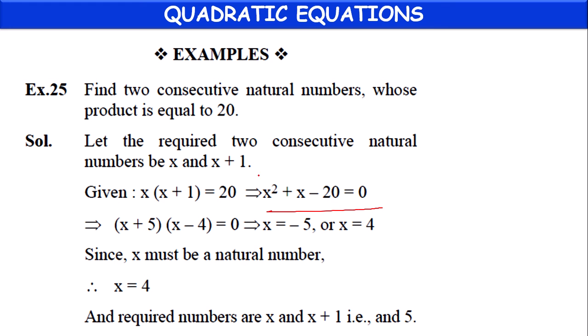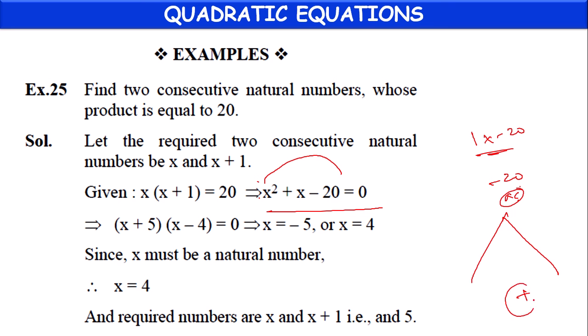By using factorization. We multiply A and C. A value is 1, so 1 into minus 20 is minus 20. This is AC, to be split into two terms such that their sum equals the middle term's x coefficient, plus 1. So the product should be equal to minus 20, and the sum should be equal to plus 1.